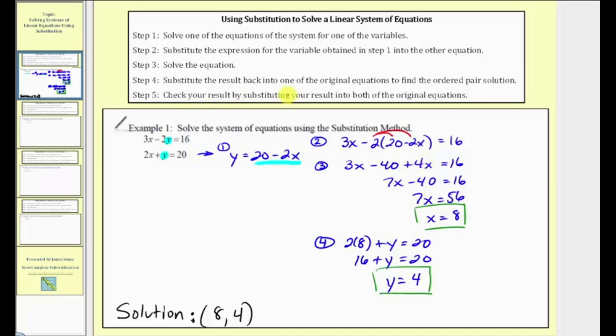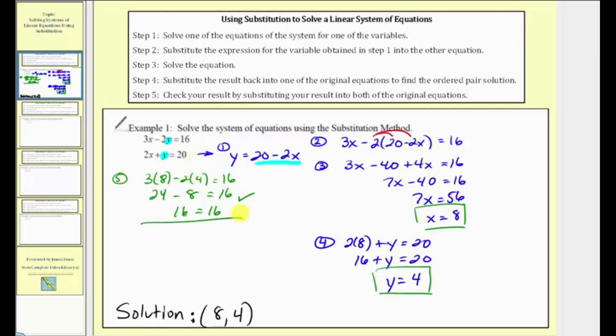Step 5 says check the result in both of the original equations. So we'll substitute 8 for x and 4 for y in both of these equations here. For the first equation, again step 5, we'd have 3 times x, which is 8, minus 2 times y, which is 4, equals 16. So 24 minus 8 equals 16. 24 minus 8 is 16, so our solution works in the first equation.